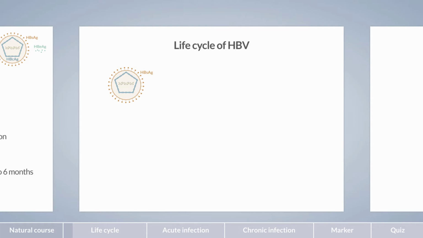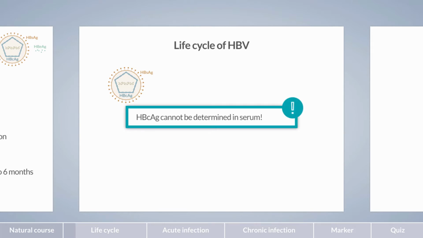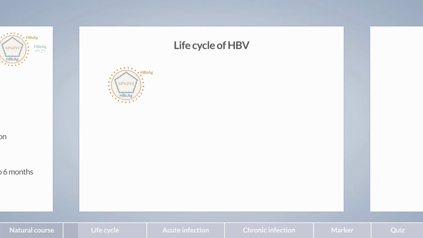Second, the HBc antigen is part of the capsid. The C stands for core because the antigen is located in the core of the virus. The HBc antigen cannot be determined in serum as it is hidden within the virus. However, infected hepatocytes express HBc on their surface, which allows the human body to develop antibodies to the HBc antigen. Anti-HBc antibodies can be detected in serum.